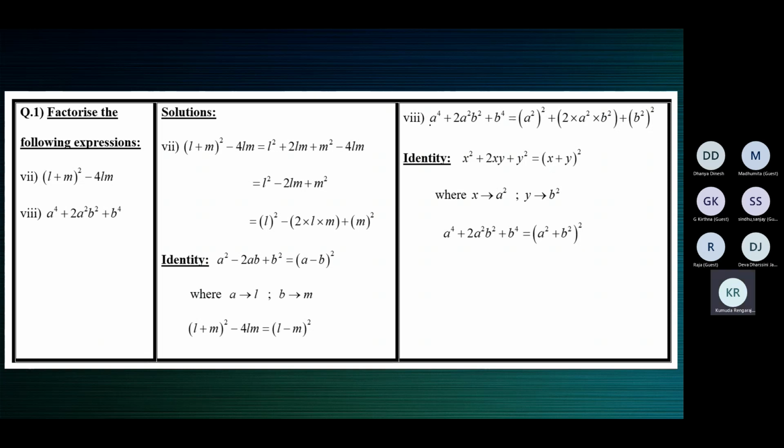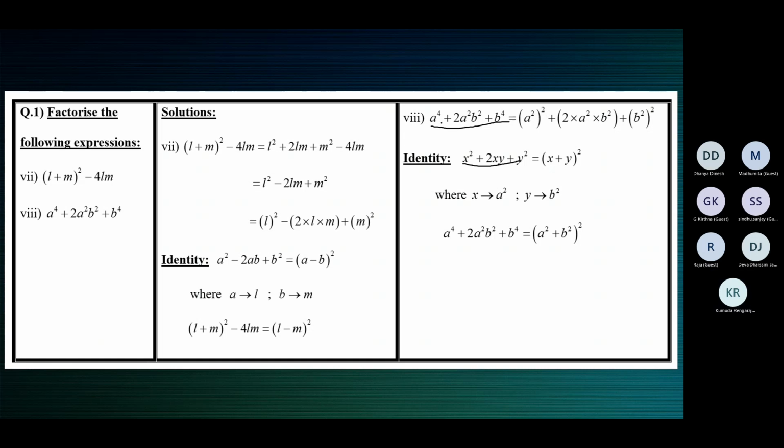So in 8 again we have 3 terms. 1, 2, 3 terms. When we have 3 terms, we first want to check if the expression looks like the identity. Since the given expression has A and B, we'll use the identity x plus y the whole square, x square plus 2xy plus y square. We'll use x and y because the identity already has A and B in it.